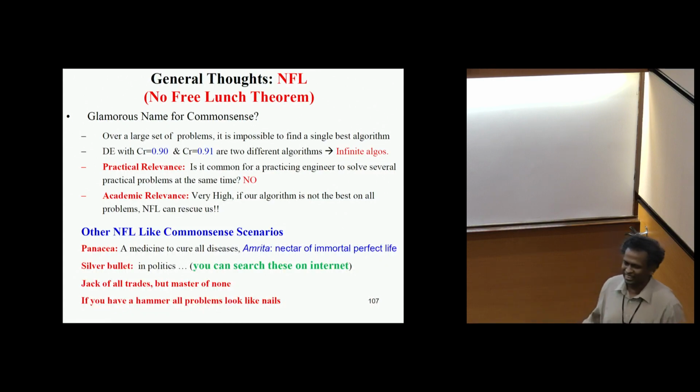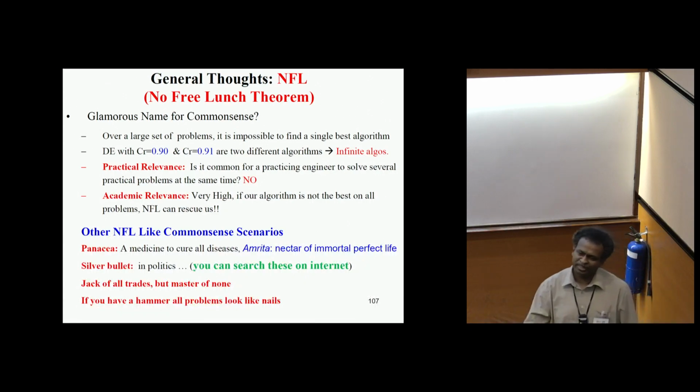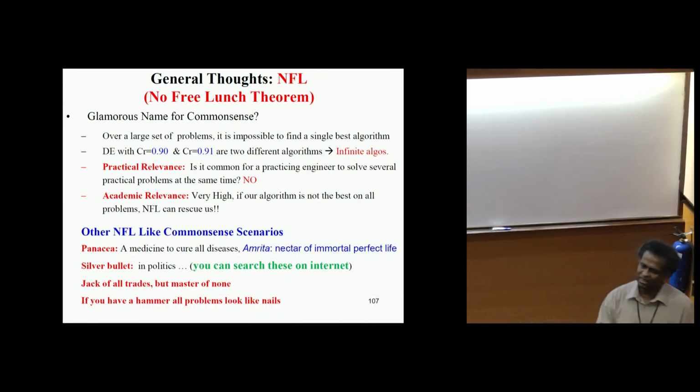How you take the Amrita, this is the nectar of immortal life. No illness, no death and things like that. So panacea is that you don't have a single medicine to cure all illnesses. It is same as the no free lunch theorem, somewhat similar. For different illnesses, you need different medicines. That means for different optimization problems, you need different algorithms. Different problems require different algorithms.